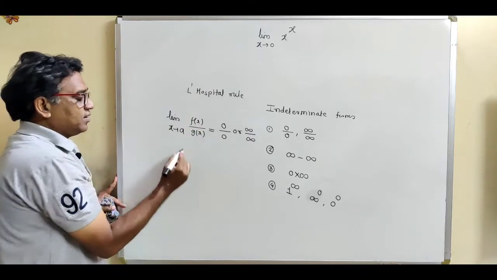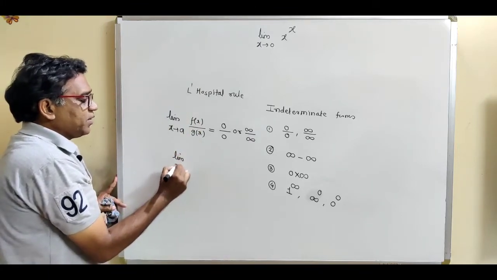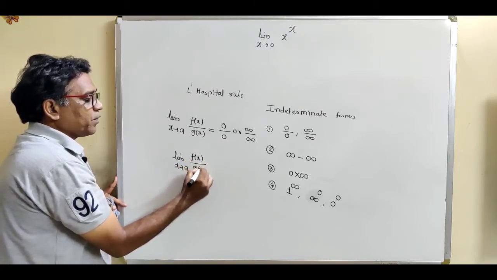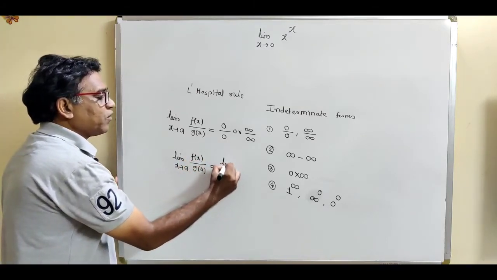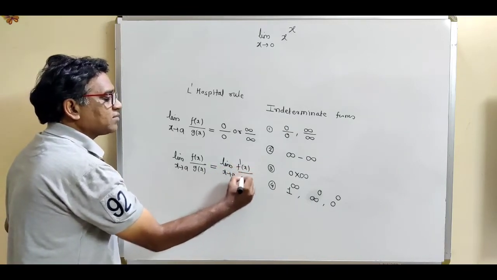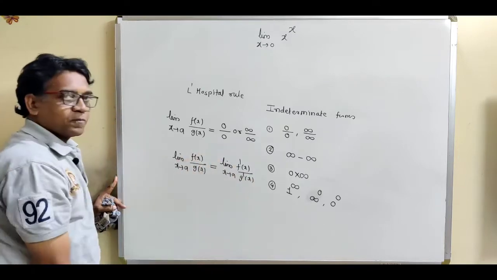And how to solve such a type of limit? It is given by the formula: limit x tends to a of f x upon g x is equal to limit x tends to a of f dash x upon g dash x.